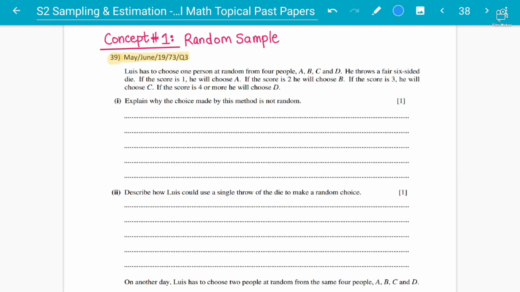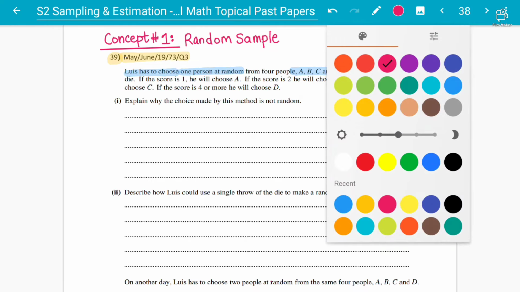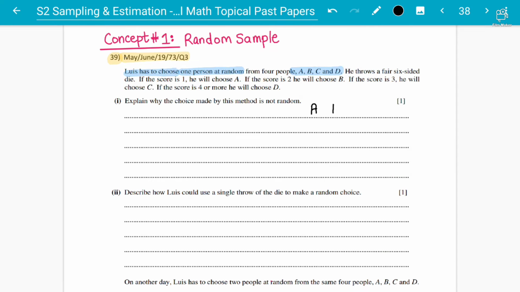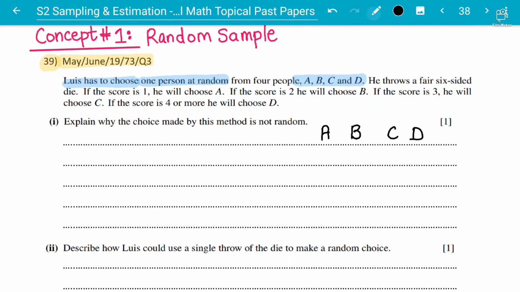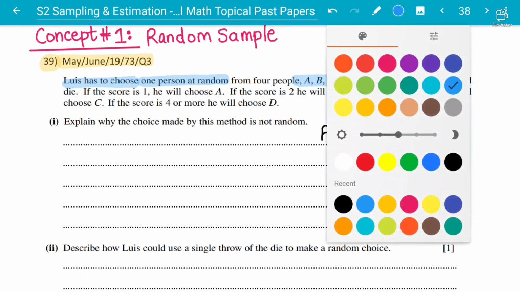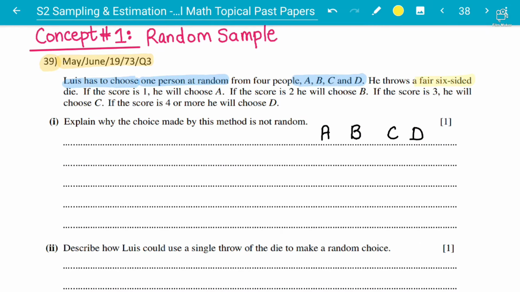So here we go. The question says that Lewis has to choose one person at random from the 4 people, that is A, B, C, D. So we can write down this information that we have A, we have B, we have C, and we have D, students. And he throws a fair 6-sided die. If the score is 1, he will choose A. If the score is 2, he will choose B.